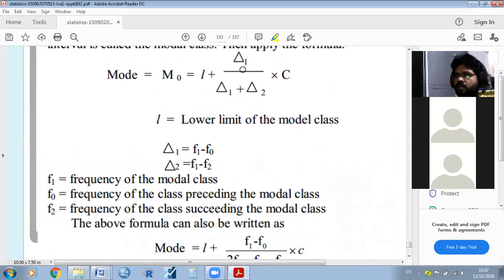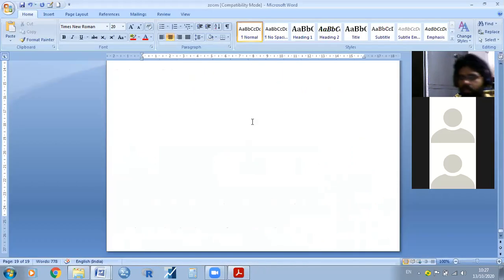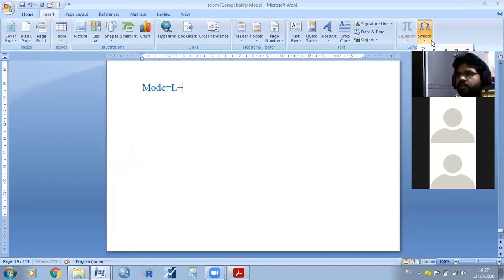See, if you follow this formula, mode is equal to L plus delta 1. Delta 1, here unable to write delta 1 here. If it is permitted, I will show you delta 1. Delta 1 divided by delta 1 plus delta 2 into C or h. You can put h or C, no problem.